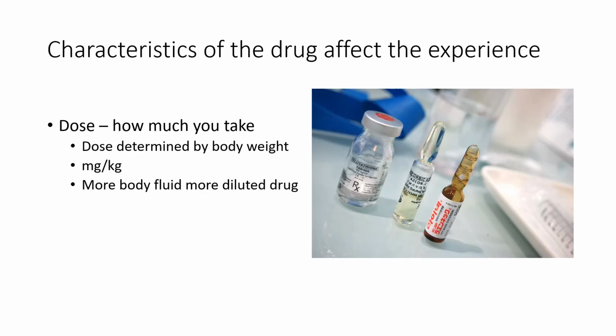Characteristics of the drug affect the experience, particularly the dosage, how much you take. For medical purposes, the dosage is determined by body weight, which is typically calculated in milligrams per kilogram of body weight. More body fluid, more blood, more water in the blood, dilutes the drug more and may require an adjustment of dosage. Somebody who's very small, a child, has very little blood, and a small dosage would be plenty. A very large person might require a higher dosage.